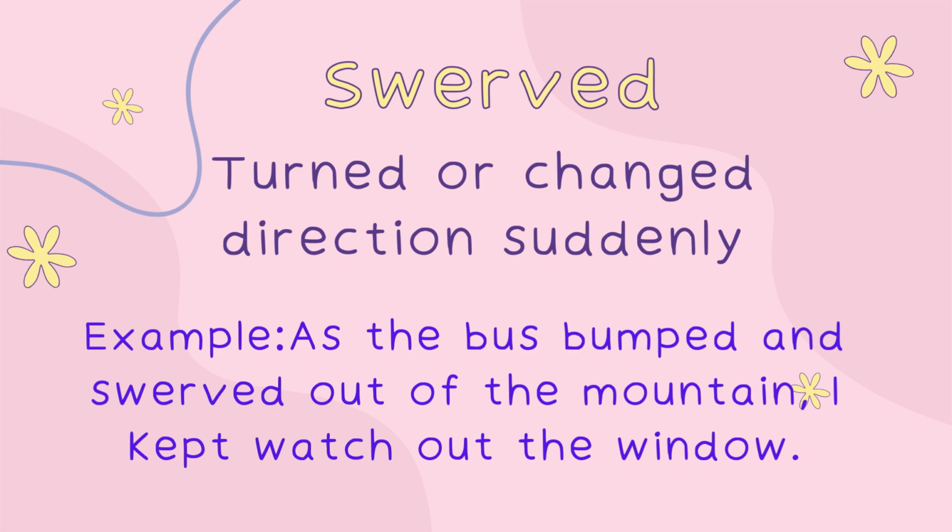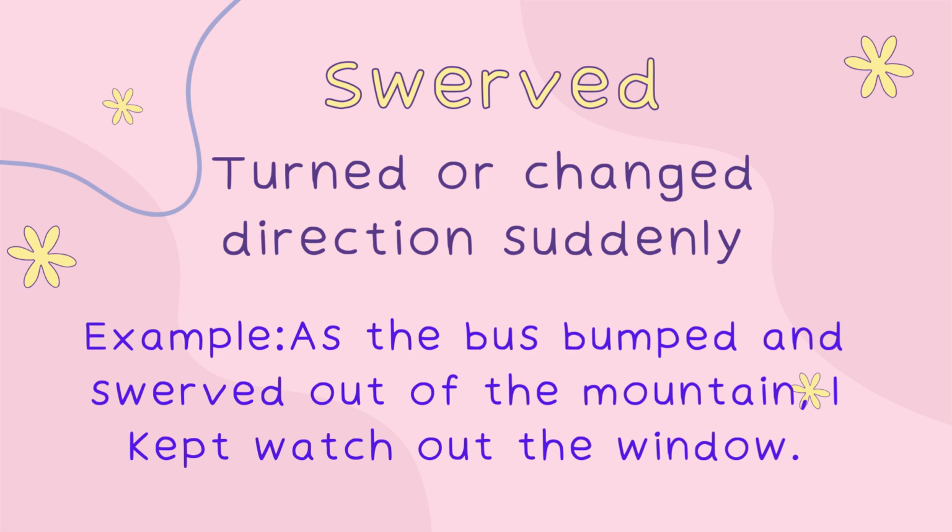The second, I have used a comma. So here I have used two clauses. One is dependent and one is independent. To separate a dependent and independent clause, we use a comma. Look at the first clause: as the bus bumped and swerved out of the mountain. This is a dependent clause, so I have put a comma after it. The second one is an independent clause: I kept watch out the window.